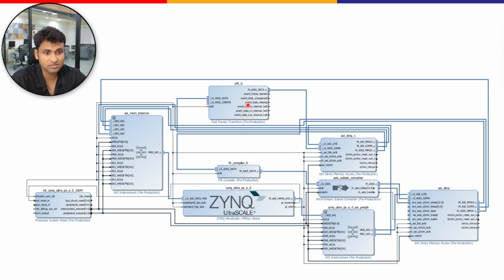Now let's discuss the fast Fourier transform block, the XFFT block. The FFT block performs frequency domain transformations, which are essential in signal processing for analyzing signal frequency content. The FFT block is connected to AXI streaming interfaces, allowing it to receive input data and output processed data seamlessly.